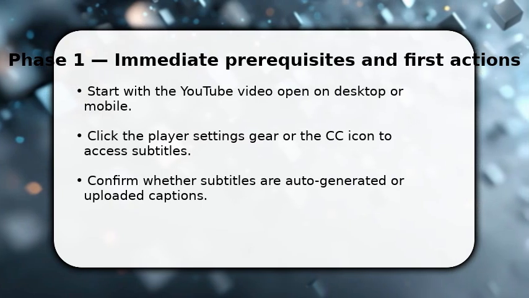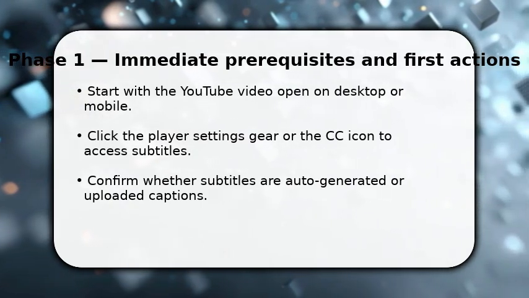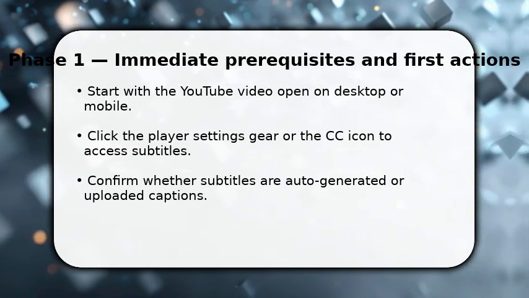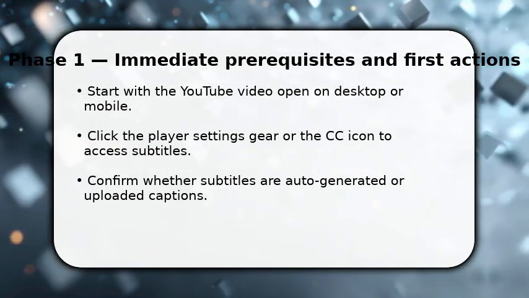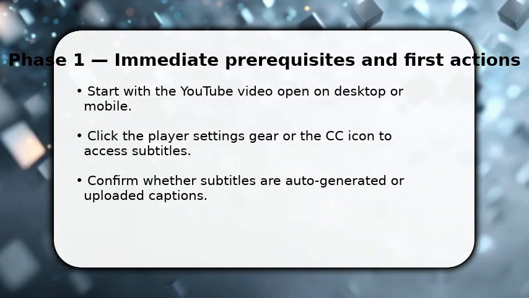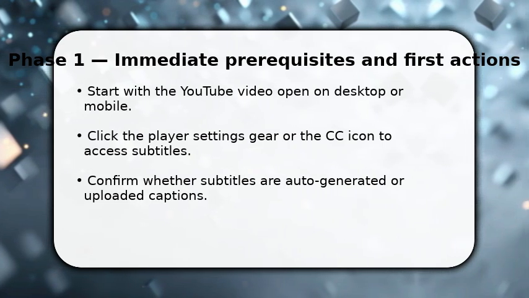You start with the video playing, pause briefly. Open the player menu, on desktop click the gear, on mobile tap the CC or three dots. Once there, locate the Subtitles/CC entry. It lists languages and an auto-generated tag if applicable.